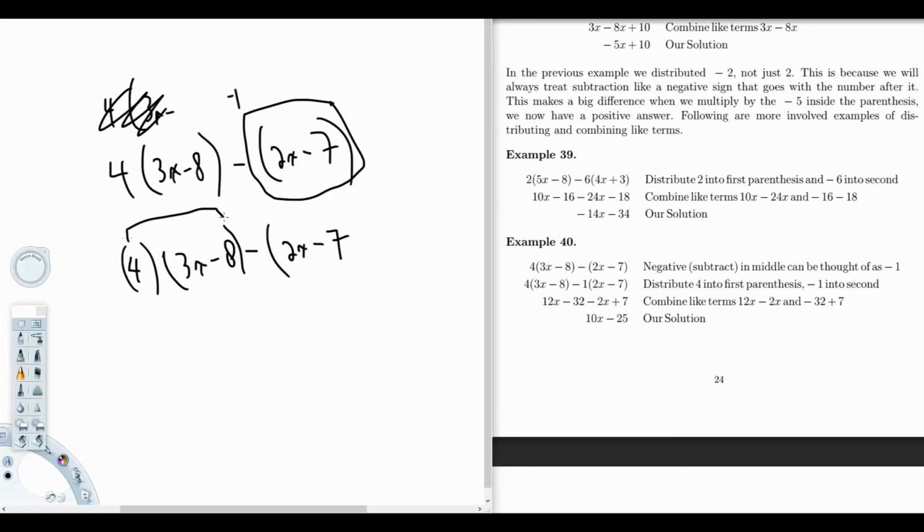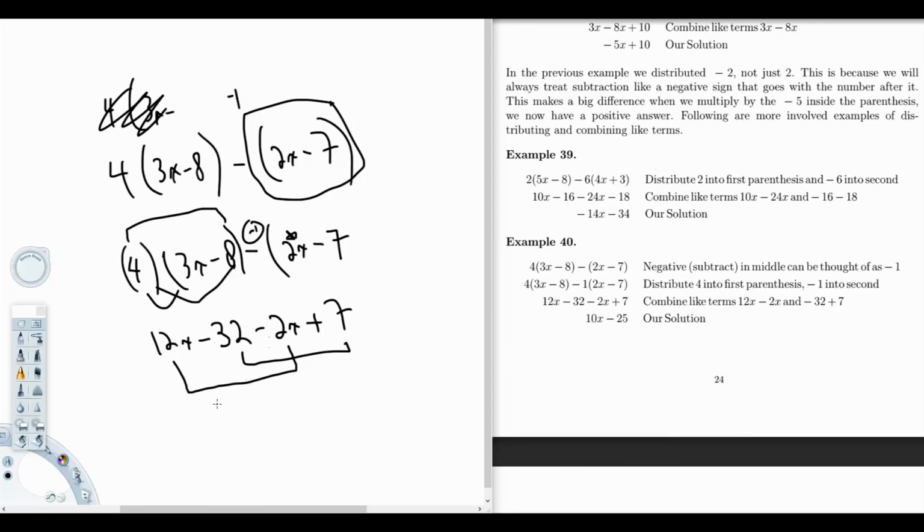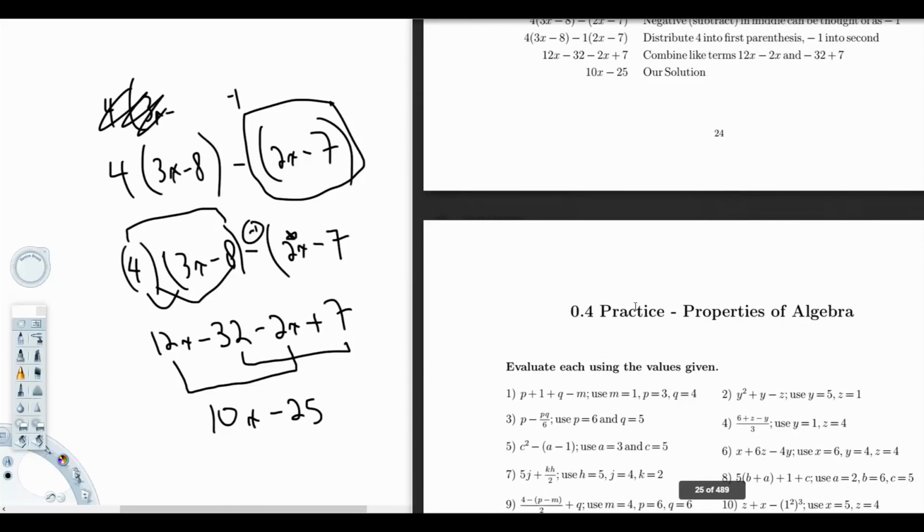So how would we go about this? Well, we'll start with these ones because we're going from left to right. 4 times 3x, 12x. 4 times minus 8, minus 32. Minus 1 times 2x, minus 2x. Minus 1 times minus 7, plus 7. Once we've done all the multiplying, we're going to combine the like terms, the numbers with the numbers and the same letters with the same letters. So 12x minus 2x, 10x. Minus 32 plus 7, minus 25. That becomes the solution. Pretty tough. All right, we're going to move on to doing a whole bunch of examples.